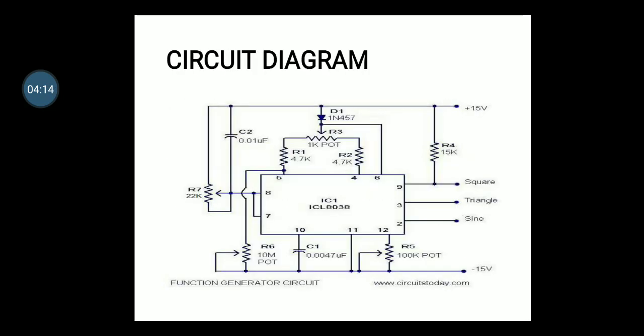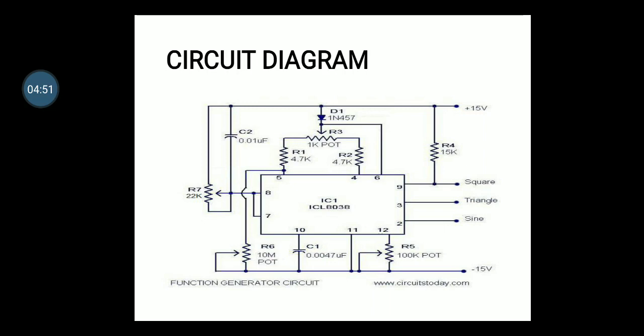Now let us look into the basic principle and operation of the function generator ICL8038. It is very easy to understand the working principle of the ICL8038 function generator using its simplified block diagram. The operation of ICL8038 is based on charging and discharging of a grounded capacitor, whose charging and discharging rates are controlled by programmable current generators IA and IB respectively.